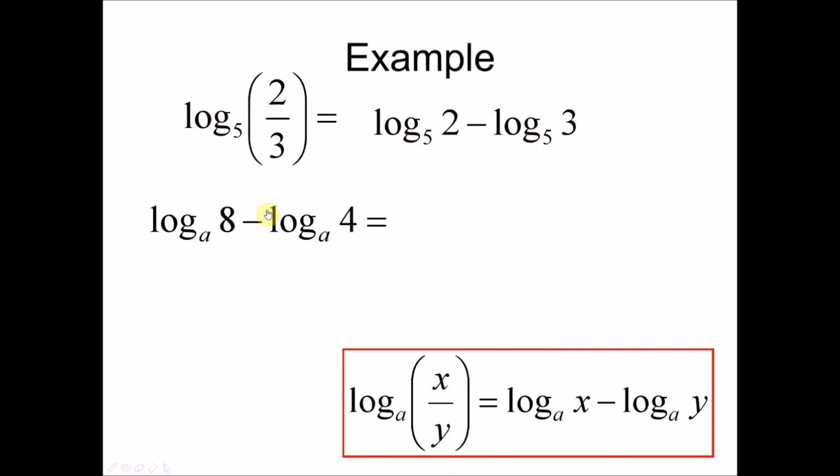Or if you are given this, you want to simplify this, you can combine these two to become one single log, which is log base a of 8x over 4y, 8 over 4, which is log base a of 2x over y.